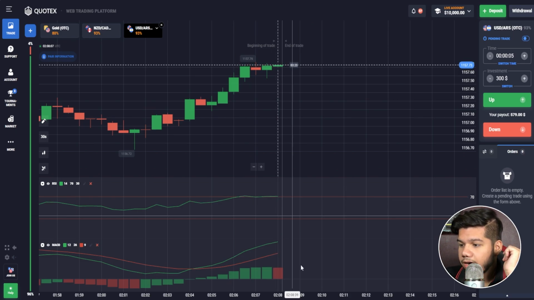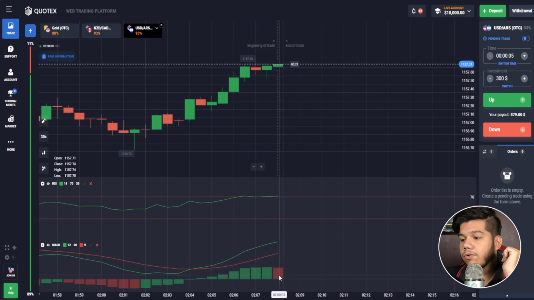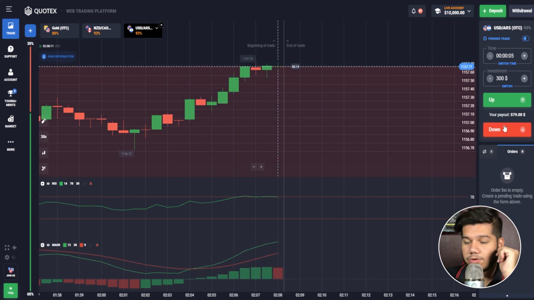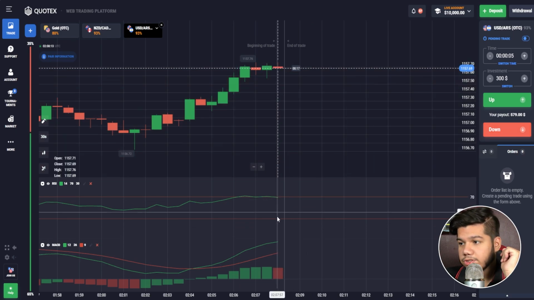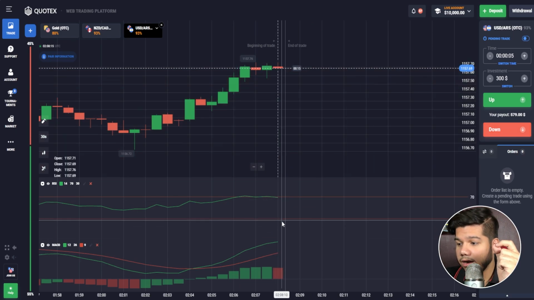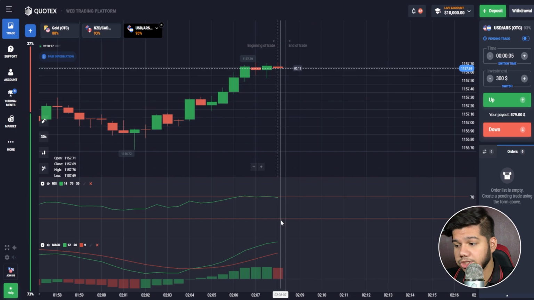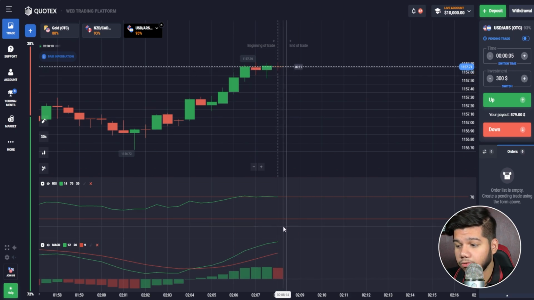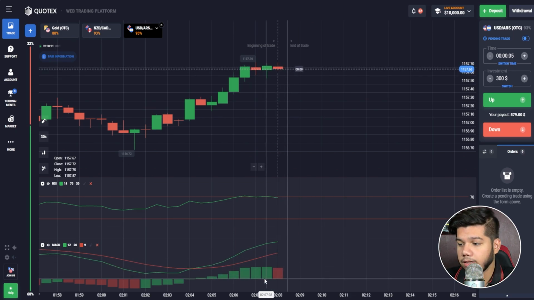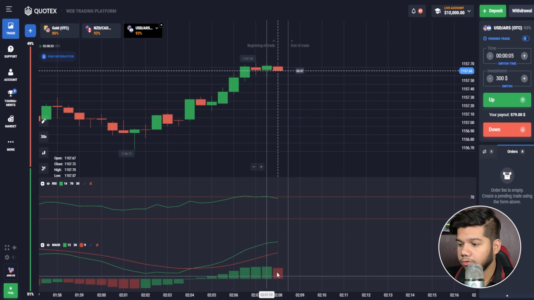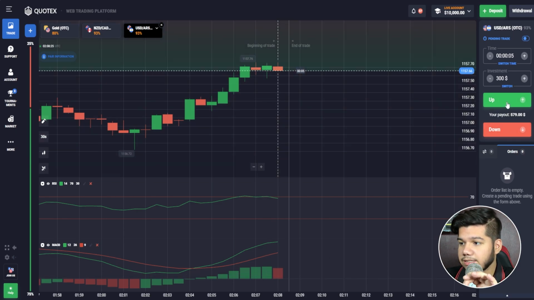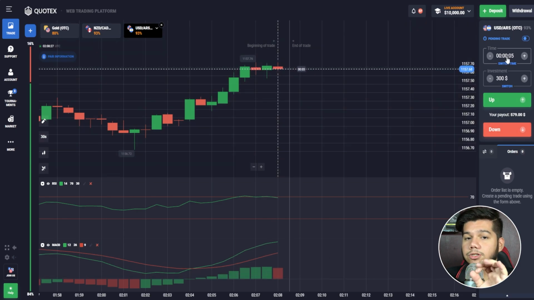Whenever the RSI is in the oversold region and MACD shows us the red volume and these lines cross over, we will sell the trade. And when the RSI is in the overbought region, like this, above is the overbought and the lower is the oversold region, and the MACD shows us green signals like this, we are going to buy the trade.